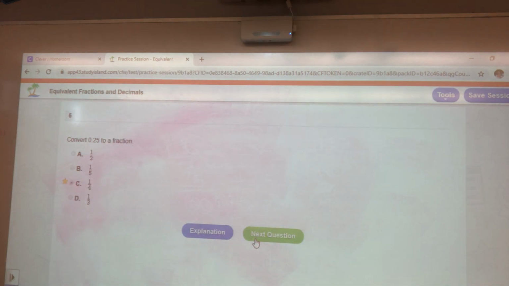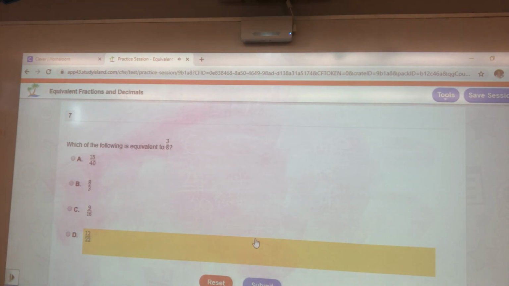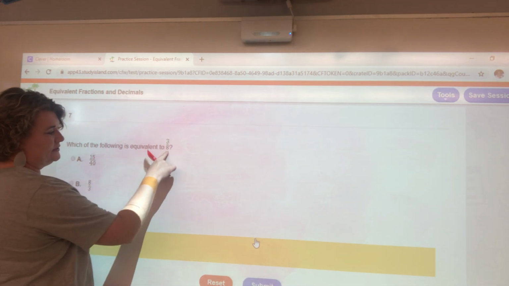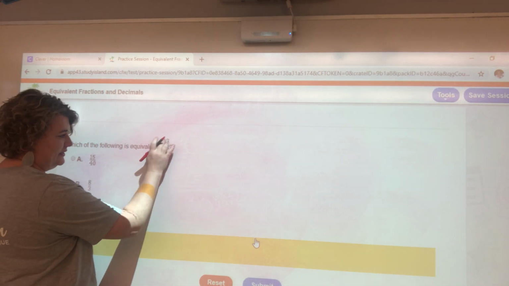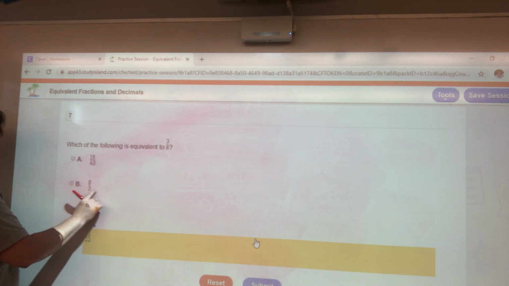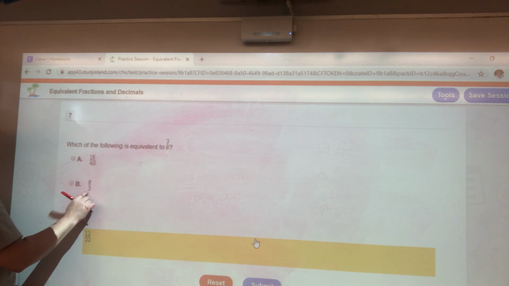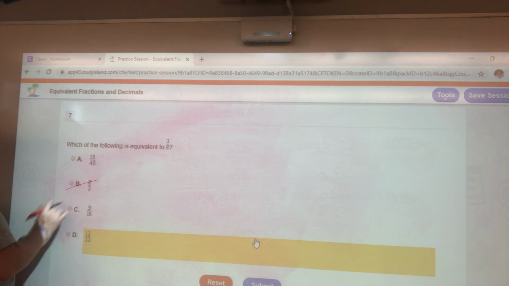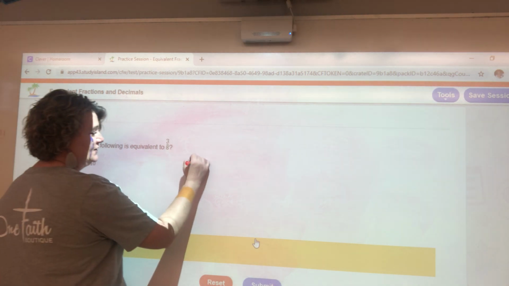I love fractions and decimals. Which of the following is equivalent to 3/8? Well, 3/8 is reduced, so there's nothing I can do to 3/8. It's as low as it can go. But these aren't reduced. Do not fall for that. 3/8 is not the same as 8/3. Don't pick that. But let's start right here with 15 over 40.